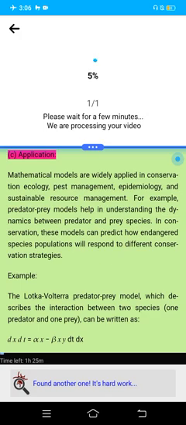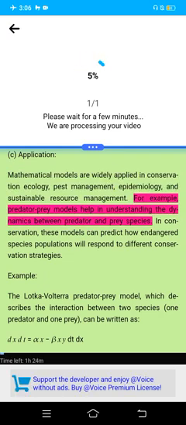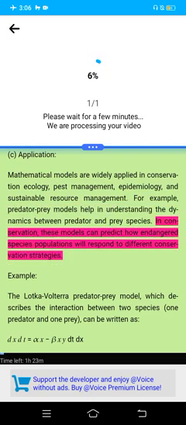C. Application. Mathematical models are widely applied in conservation ecology, pest management, epidemiology, and sustainable resource management. For example, predator-prey models help in understanding the dynamics between predator and prey species. In conservation, these models can predict how endangered species populations will respond to different conservation strategies.